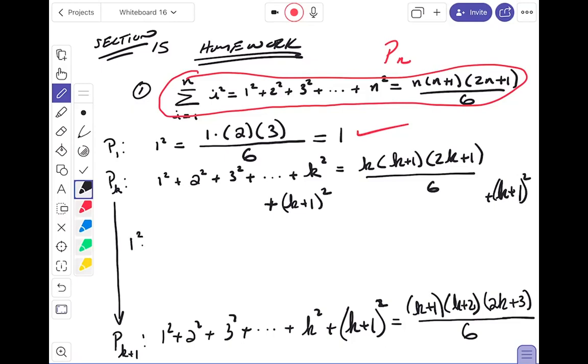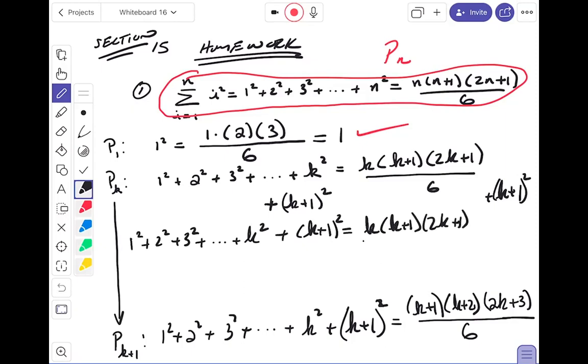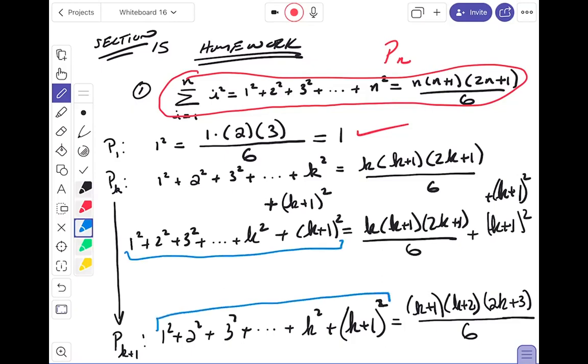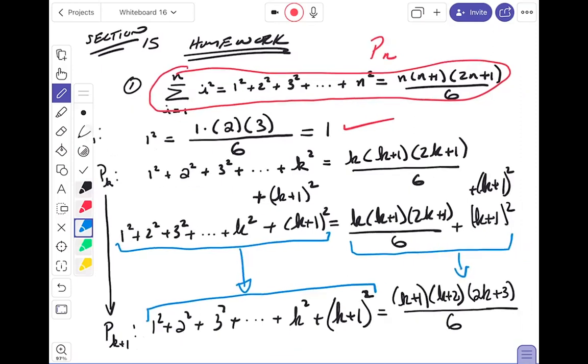The left side, which is 1 squared plus 2 squared plus 3 squared plus yada, yada, yada, up to k squared, I just added k plus 1 squared to that. All right. What do you get on the right side? k plus 1, 2k plus 1 over 6, plus k plus 1 squared. Now I'm looking at this and I'm saying, this obviously is identical to this over here. It's obvious as day. Problem I have is I wonder, does this really lead to this? I don't know.